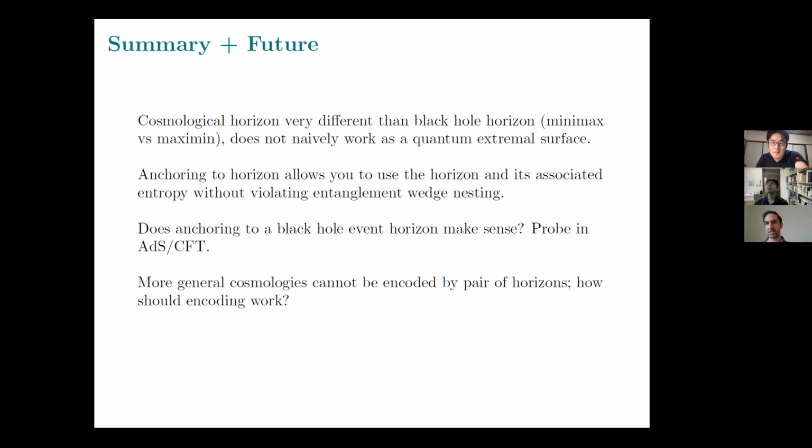And finally, more general cosmologies. Global de Sitter is very special in that this encoding could be on this pair of horizons. More generally, there's no reason that should happen. If you have a big bang, like our universe, and then you asymptote to de Sitter, there isn't a sensible way to say these two horizons encode everything. In fact, every observer's horizon probably just encodes their interior. There doesn't seem to be a more general encoding of that. So it'd be nice to understand that better, and understand what's so special about the de Sitter and de Sitter-like cases. Okay, I'll stop there.